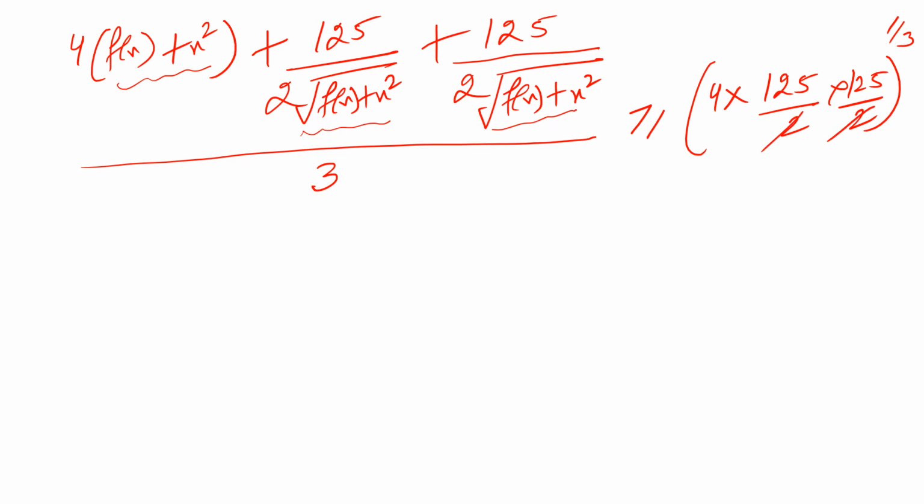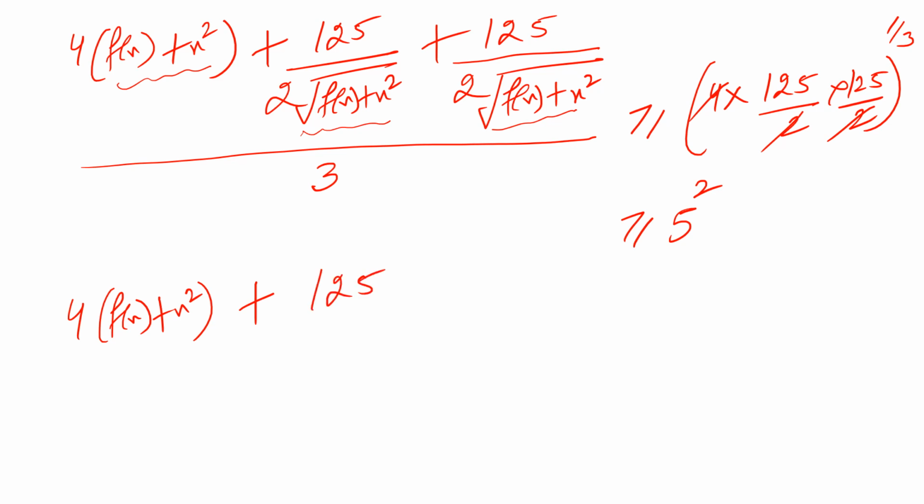This 2 and 4 will also go away. Now 125 is how much? 125 is 5 cube. So this is 5 power 6, and the cube root of 5 power 6 means 5 square. Right? So that means I can now say that (4 into f(x) plus x square plus 125 upon under root f(x) plus x square) is just greater than or equal to 75. Now I am just clubbing both of them. Just take that 3 in the denominator and multiply it on the right hand side. Fine.